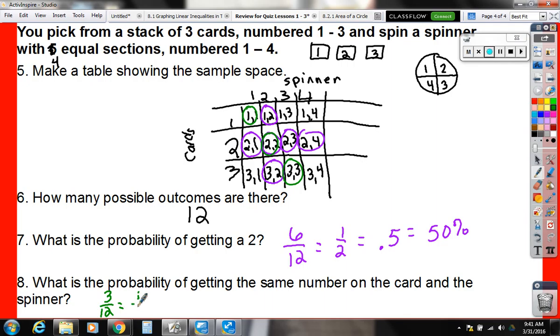Good. And this is another one. You shouldn't need your calculator. What is 1 out of 4? Haley? 0.25. And what percent is that? 25%. Good.